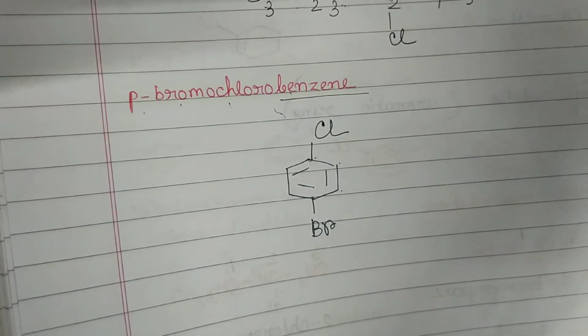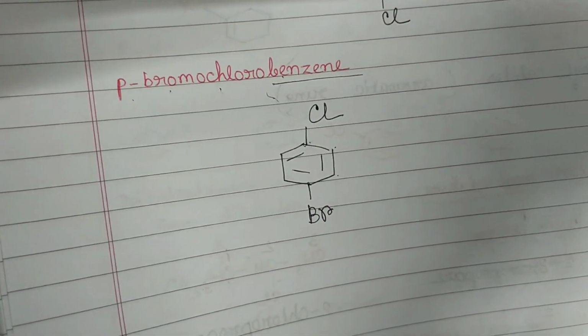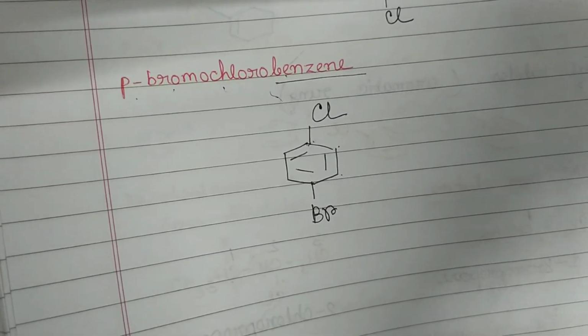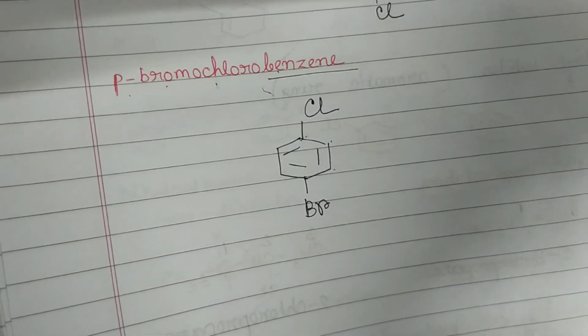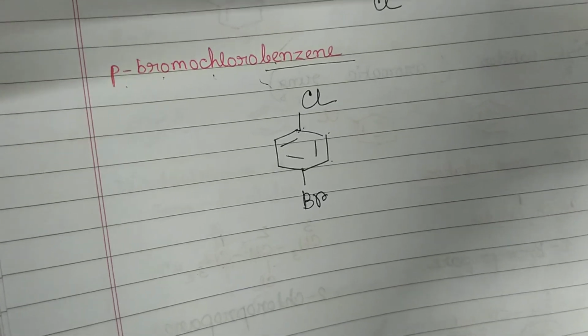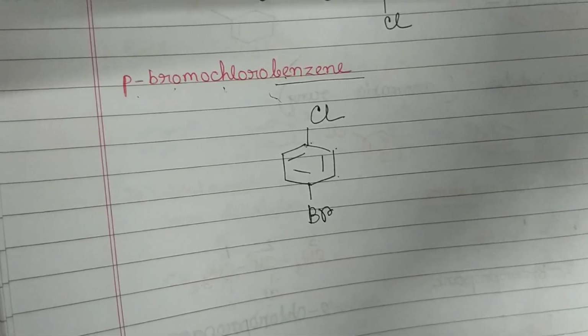So this will be para-bromochlorobenzene. So this is the process by which we can write down the structures of alkyl halides or haloalkanes and haloarenes or aryl halides from the given IUPAC nomenclature.